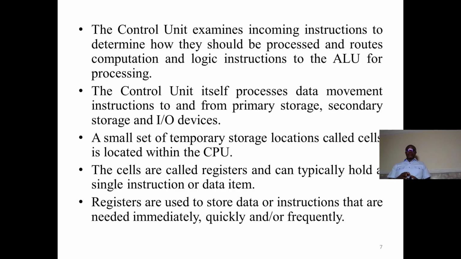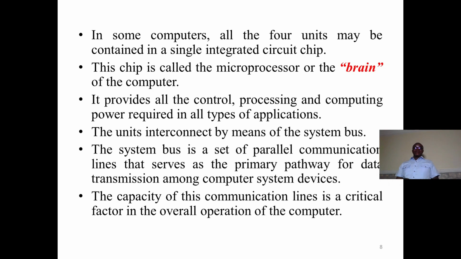A small set of temporary storage locations called cells is located within the CPU. The cells are called registers and can typically hold a single instruction or data item. Registers are used to store data or instructions that are needed immediately, quickly, or frequently. In some computers, all the 4 units may be contained in a single integrated circuit chip. This chip is called a microprocessor or the brain of the computer.